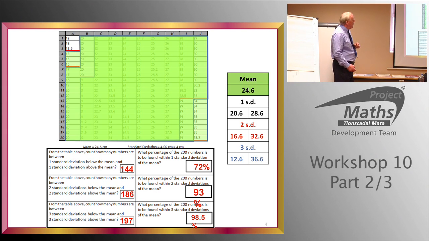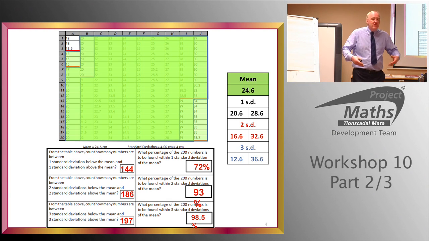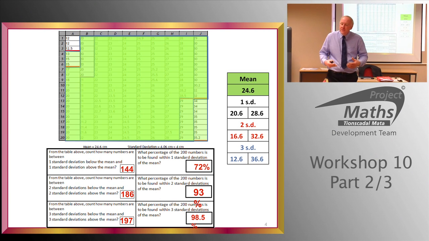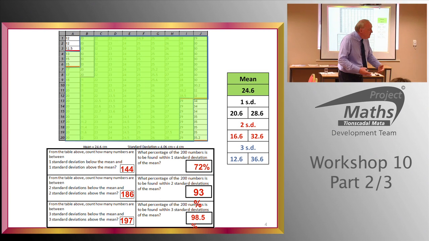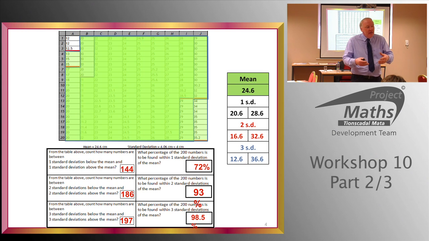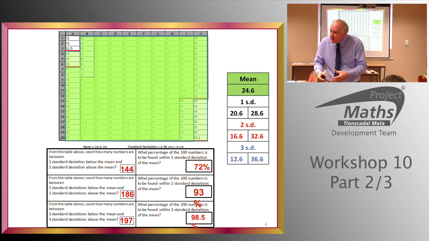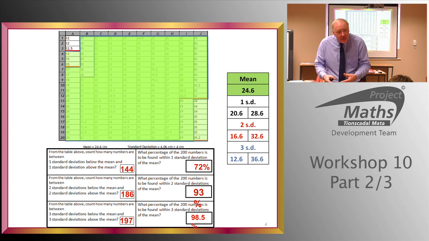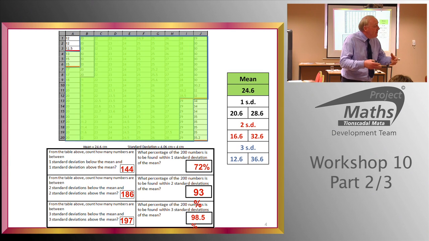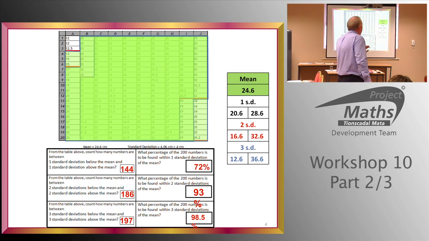186. And then we go to three standard deviations, and we got 197. And we put a percentage on those then of 200, and we got the following percent: 72, 93 and 98.5 for that particular sample of 200. Do you understand? Now if we took another sample of 200, we may get roughly similar figures, but they may not be exactly the same. Do you understand? Because of sampling variation.